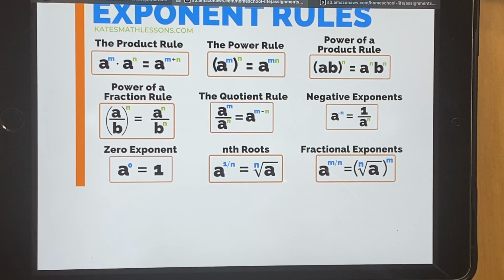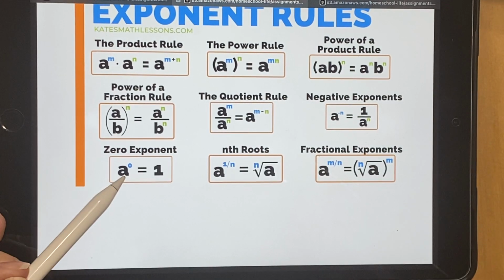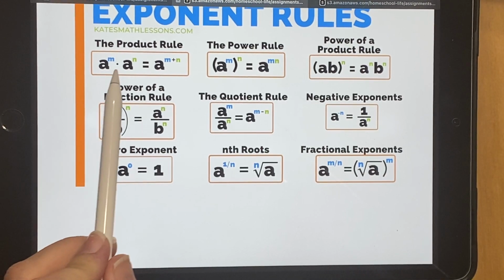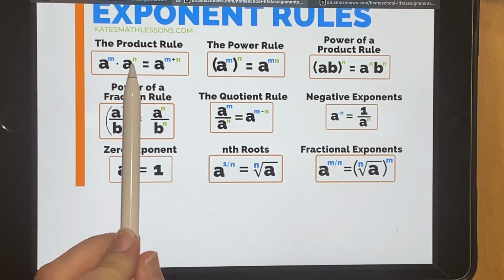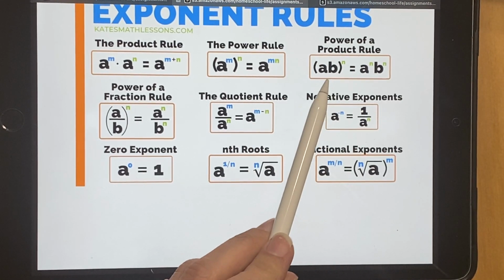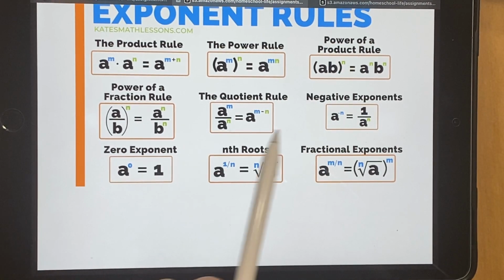For lesson 2 in chapter 7, for properties of rational exponents, we need to go back to our regular exponent rules. This was a handout that we did when we were learning initially about exponents and looking at different properties. We had the power of a product rule, so distributing it through fractions, quotients, and things.